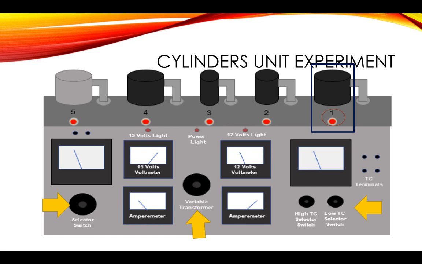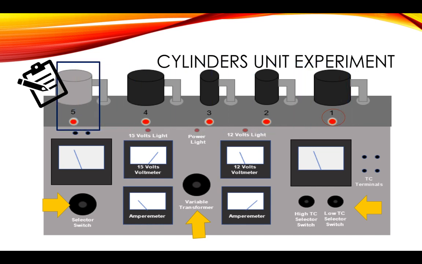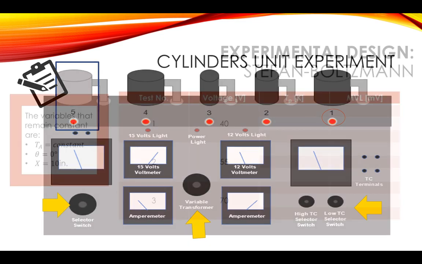Once the internal temperature was constant, the data for the voltage, the amperage, the internal temperature, and the external temperature for cylinder 1 was collected. The external temperature would have been measured with a contact pyrometer. The variable transformer was adjusted to 0 and the selector switch to 2 in order to repeat the procedure for cylinder number 2. The procedure was then repeated for the remaining cylinders while adjusting the selector switch to the corresponding number of the cylinder.